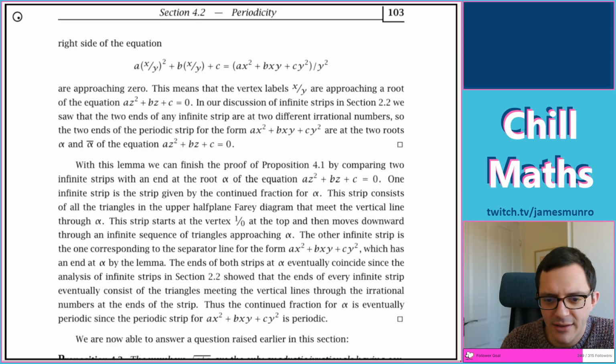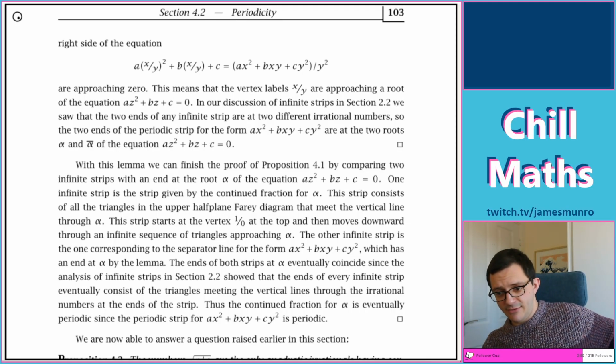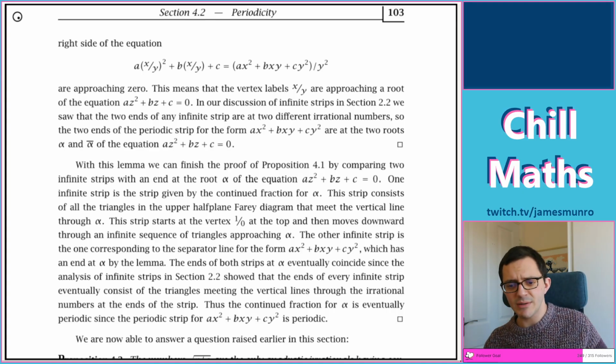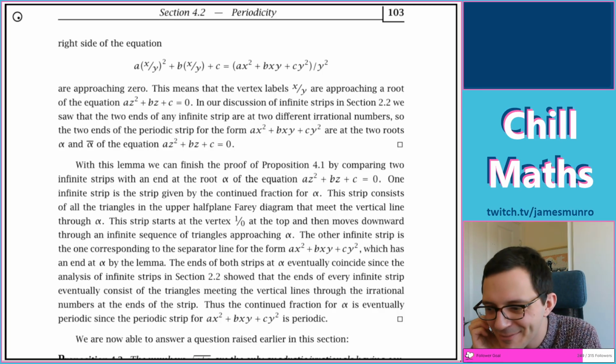You look above, you get infinitely many triangles. Infinite sequence of triangles. The other infinite strip is the one corresponding to the separator line of the form, which has end alpha by the lemma. The ends of both strips at alpha eventually coincide. Since the analysis of infinite strips in section 2.2, I don't really like it when they refer to things ages ago that I wasn't really paying attention to. That's my fault for the record.